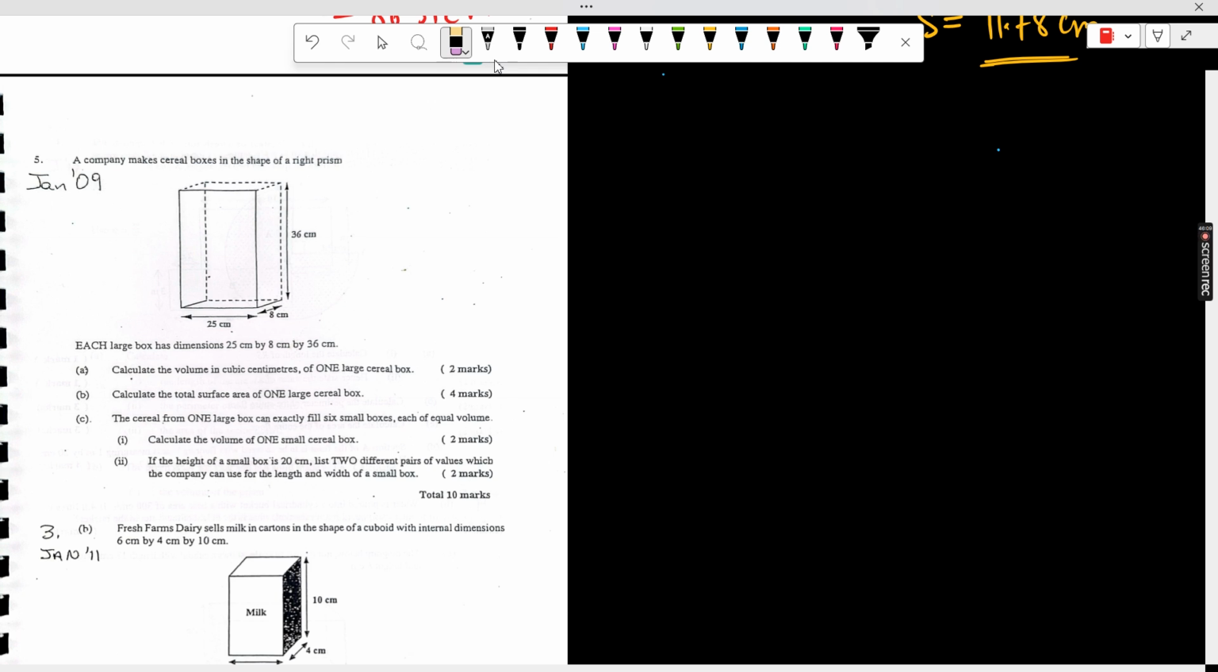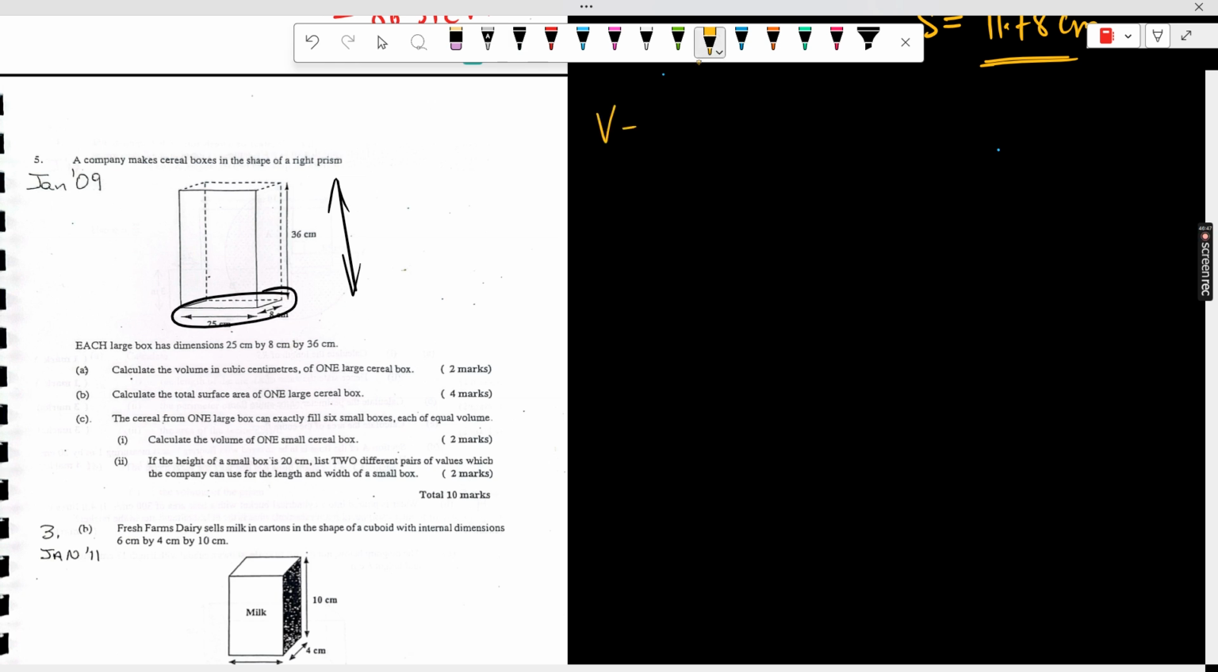So this is from January 2009. The company makes cereal boxes in the shape of a right prism. So, essentially it's a cuboid, but standing straight up, right? So something similar to this. Each large box has dimensions 25 centimeters by 8 centimeters by 36 centimeters. It means that the dimensions of the base would be 25 by 8. We have the base there, and of course, we have the height. It says calculate the volume in cubic centimeters of one large cereal box.